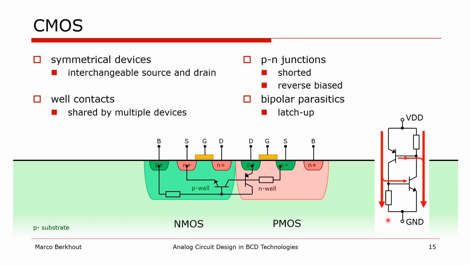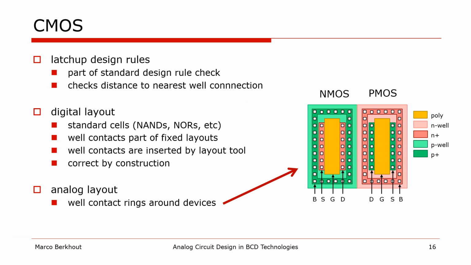The best way to prevent this from happening is to make sure the resistances in the circuit are small, and this is achieved by adding sufficient contacts to the wells. And this is covered by layout design rules that specify the maximal distance between the well connections. In digital layout, these well connections are part of the standard cells or they are inserted by layout tools, so essentially they're correct by construction. And in analog layout, it is common practice to place the well contacts as rings around the devices as illustrated here on the right.